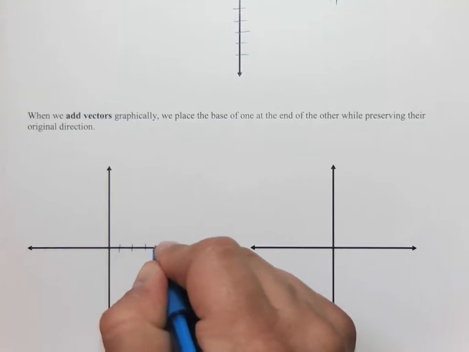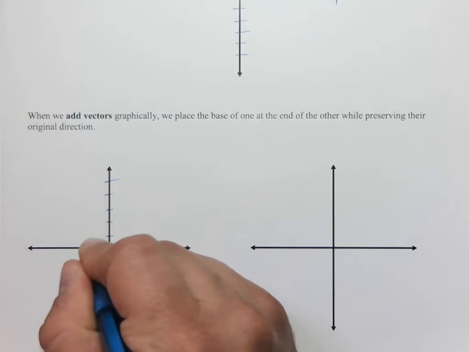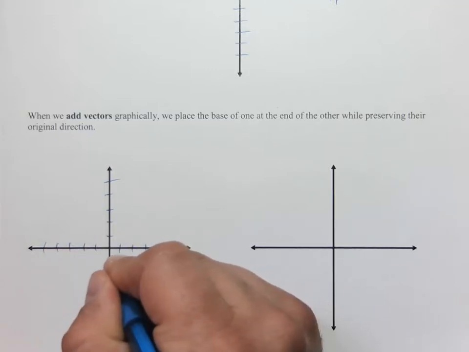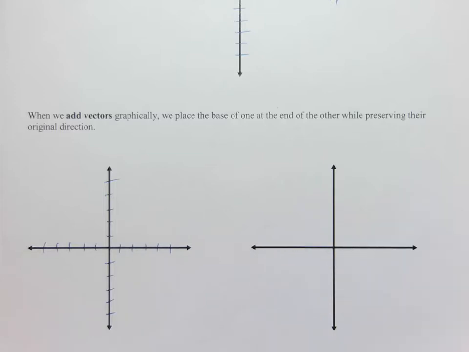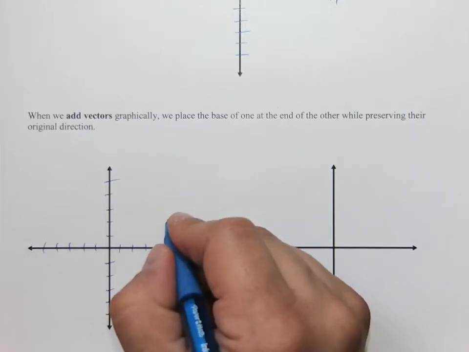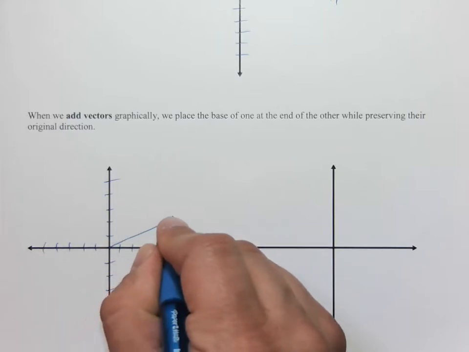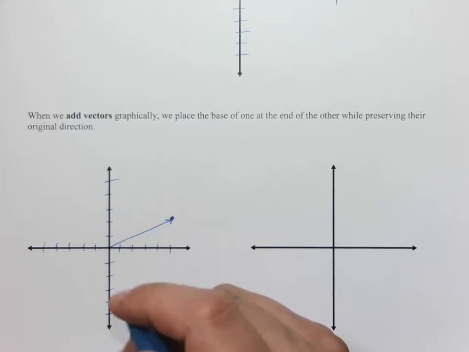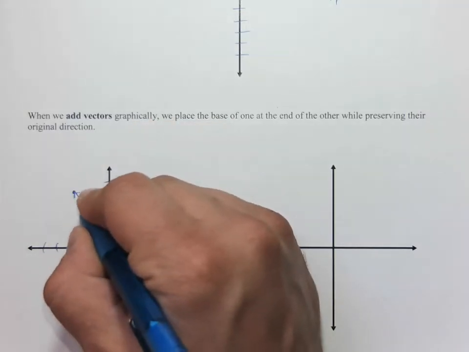1, 2, 3, 4, 5. I know this is a little tedious, but I strongly recommend you redraw this and do just what I'm doing here. It's going to be helpful for you. So here's the vector u, 5, 2. And then the vector v, minus 3, 4. Okay.